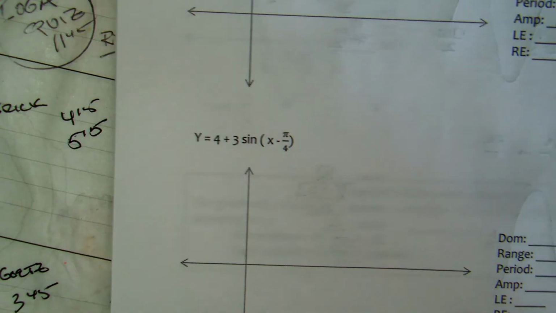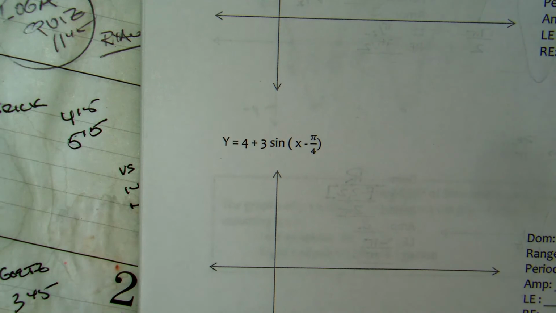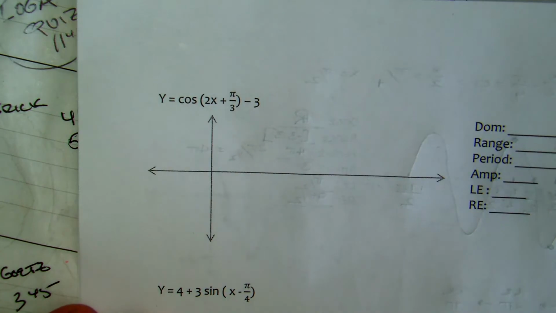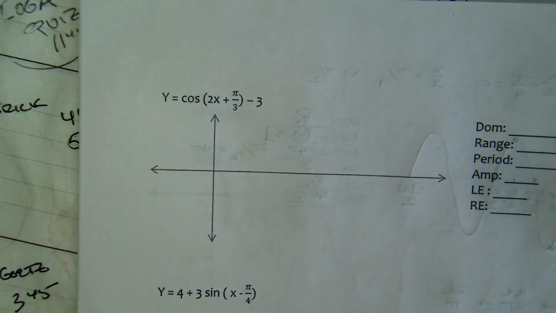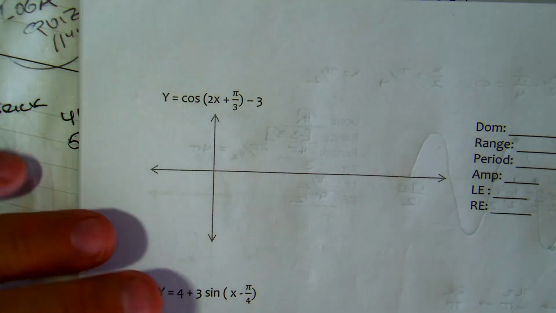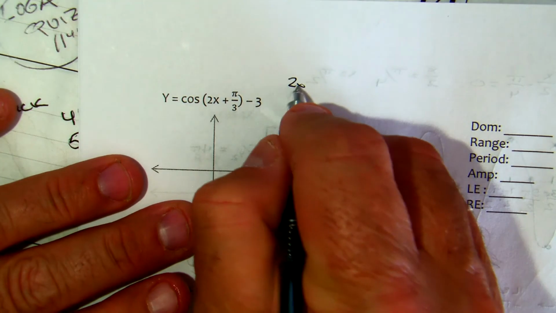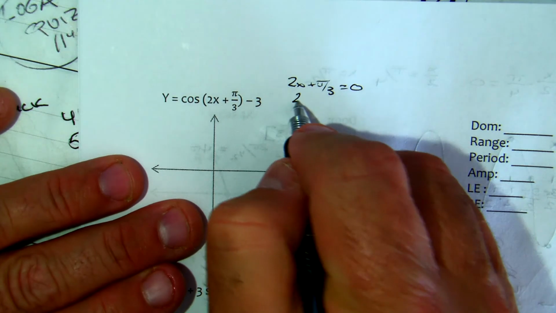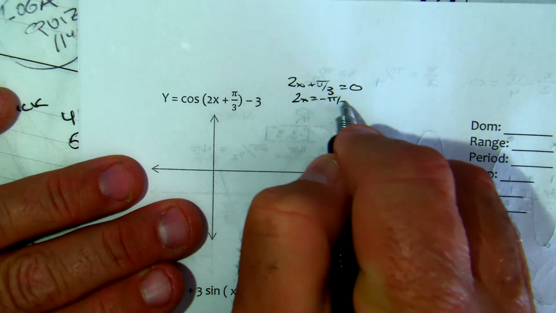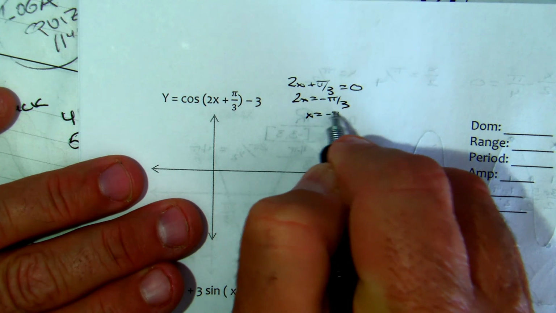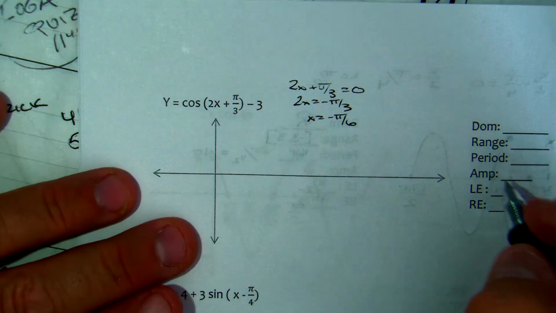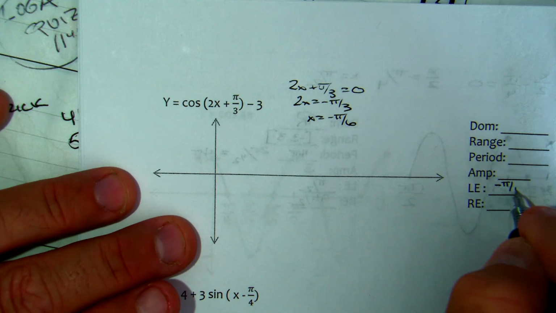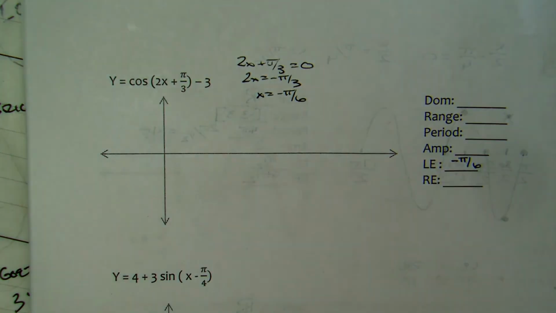2 more. Y equals cosine of 2x plus pi over 3, minus 3. Okay, so first thing I do, 2x plus pi over 3 set equal to 0. 2x equals negative pi over 3. X equals negative pi over 6. So that's my left endpoint, negative pi over 6. We just set whatever's inside parentheses equal to 0.